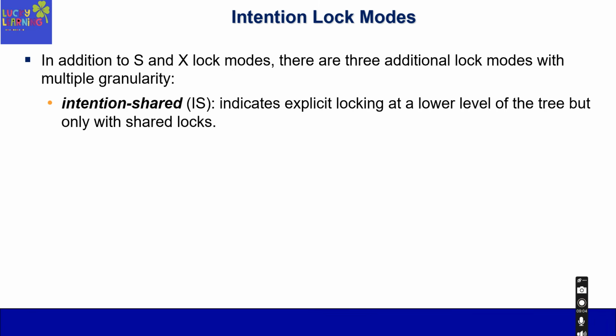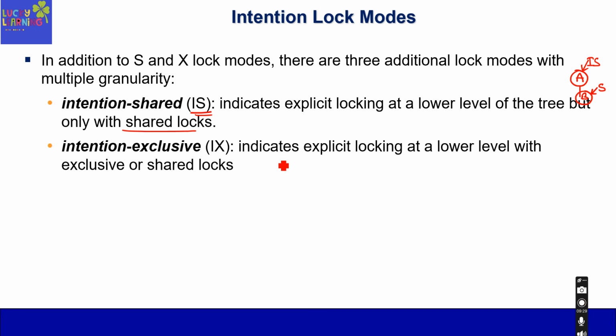There are three intention lock modes. The first is intention shared. It indicates explicit locking at a lower level of the tree, but only in shared mode. It means that if some node A is locked by some transaction in IS mode, any of its children can be locked by the same transaction in S mode. And what is IX mode? Same thing, it indicates explicit locking at a lower level with exclusive or shared mode. Suppose a node is locked by a transaction in IX mode, one of the children can be locked in S mode or exclusive mode, right?